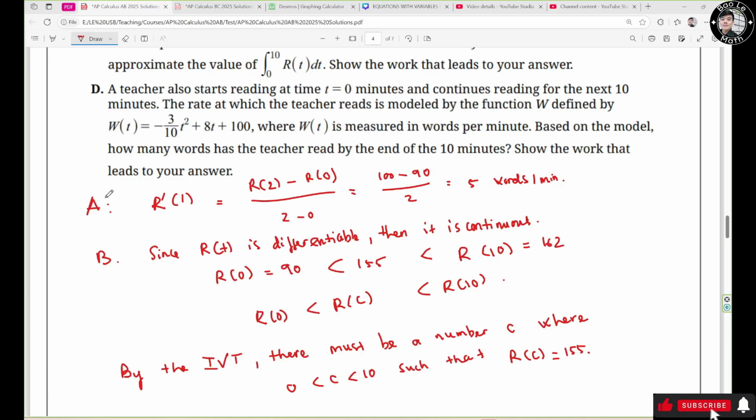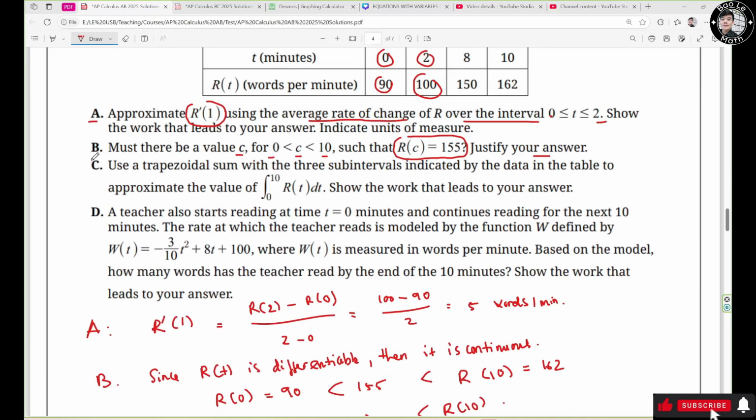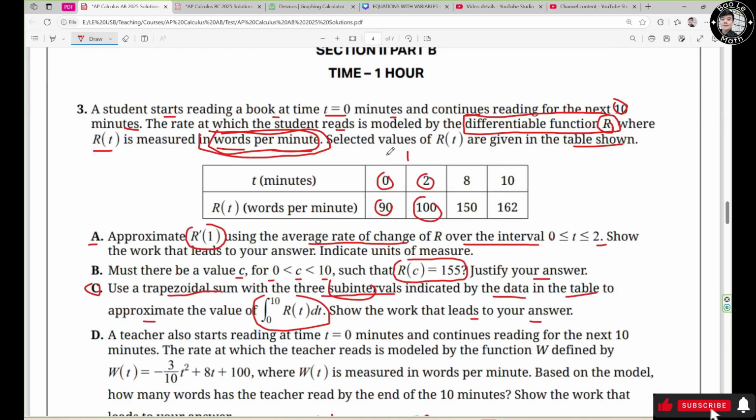Alright, let's move on to question C. Use the trapezoidal sum with the 3 subintervals indicated by the data in the table to approximate the value of this integral. Show the work that leads to your answer. The 3 subintervals are right here. From here to here, delta t equals 2. From here to here, delta t equals 6. From here to here, delta t equals 2.